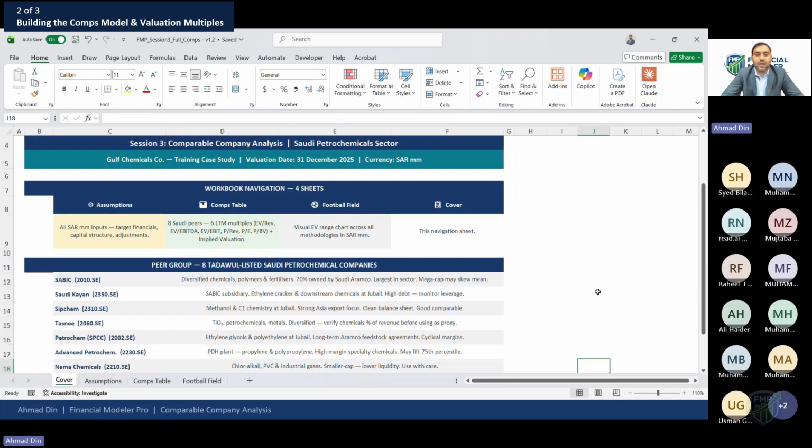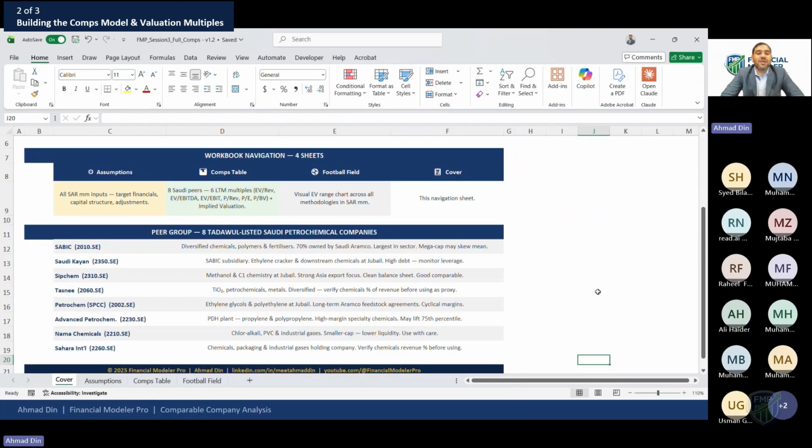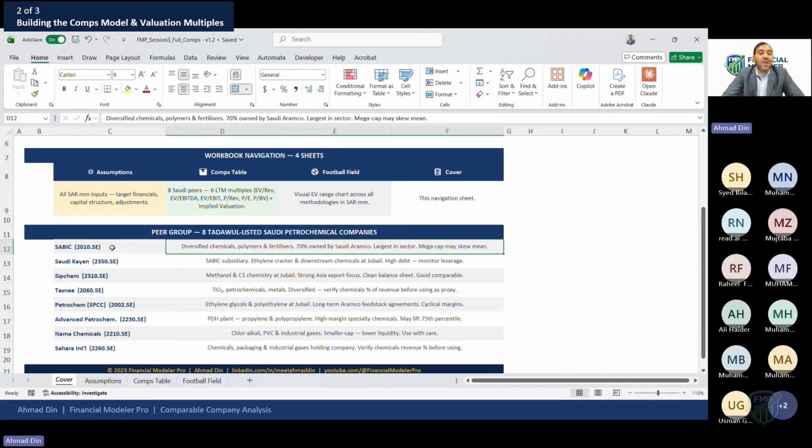For the comparable companies, I have selected these: Petrochem, Advanced Petrochem, Nama Chemical, and Sahara International. And for each company, I have explained a little bit about their industry, who owns them, and what their main sectors are.